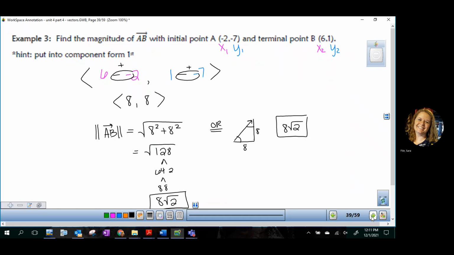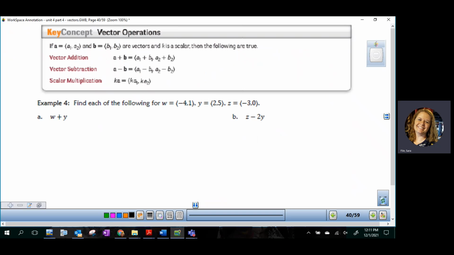All right. What we're going to look at next is some vector operations: adding and subtracting vectors and multiplying them by scalars. Remember, a scalar is just a number that does not have direction. It's just an individual value.